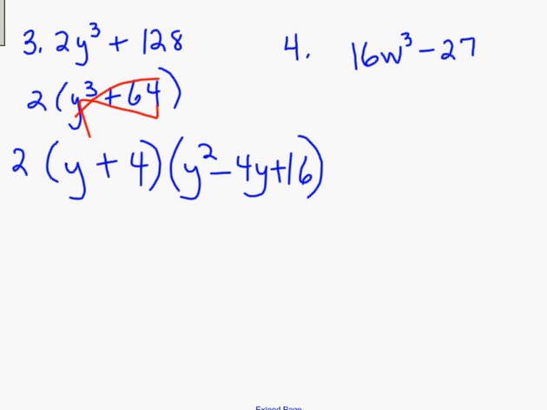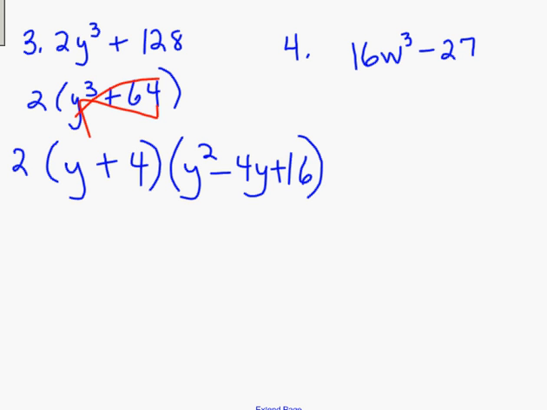Okay, let's look at number 4. First thing I'm going to look for is a GCF. 16's factors are all 2's, and 27's factors are all 3's, so there is no GCF. Now I want to see if it's not a difference of squares because I have w cubed, so I'm going to check for a difference of cubes. Well, 27 is a perfect cube. Its cubic root is 3. W cubed is a perfect cube. Its cubic root is w.